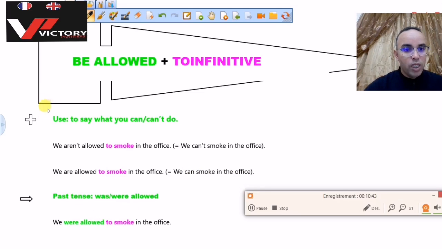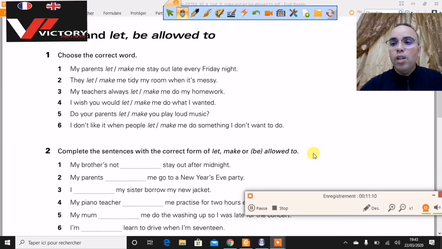Concerning the past tense of this grammar item, you just change the verb to be into the simple past, which is was or were. So we have an example: We were allowed to smoke in the office. So as you can see, this is how we use these grammatical items. Now let's move to the practice section. These are the exercises you are required to do.